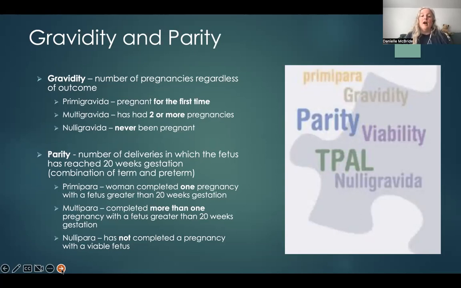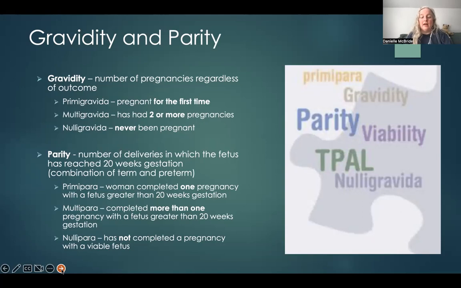And so then we have some terms that go with this, right? So we've got prima gravida. Prima means one. So if a patient is a prima gravida, she's pregnant for the first time. Multigravida is more than one, multi. So she's had more than one pregnancy, so 2 or more. Nulla gravida is 0, null. So she's never been pregnant before.